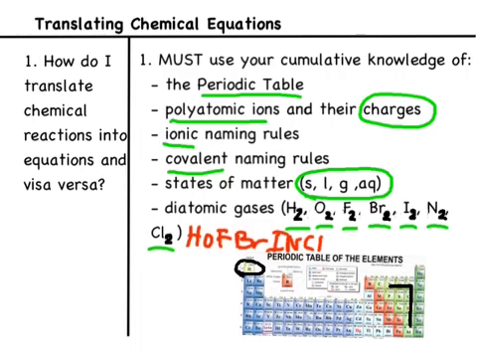Now this is important because whenever you're reading words out, if something says oxygen, you know to translate it as O2 and not just O. Or again, if it says chlorine, then you know it's Cl2, not just Cl.